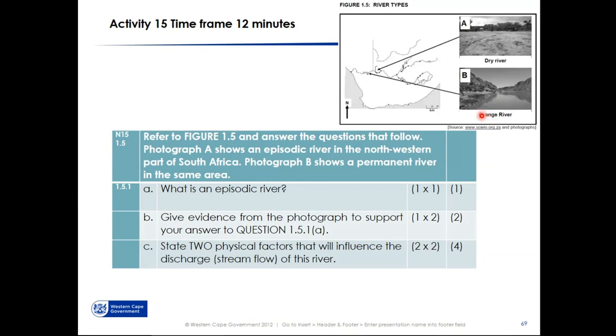Now, why does it have water throughout the year? Simply because of two reasons. Number one, it's been fed water throughout the year. So if you look at the Orange River, where does the Orange River start? It starts over here in Lesotho, okay?